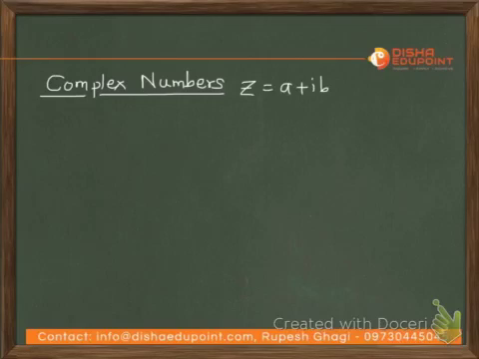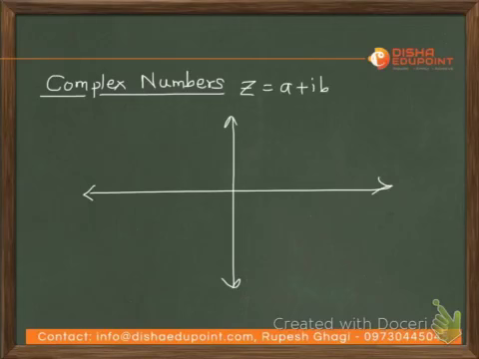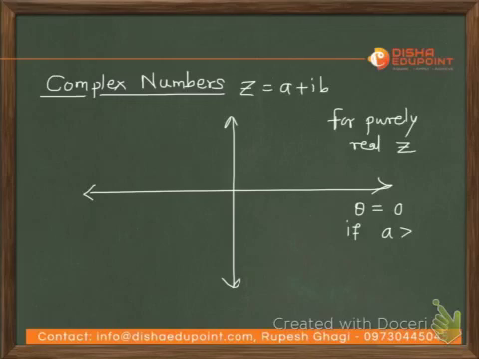Now if we have this number z is equal to a plus ib, we can talk about the arguments for the purely real and purely imaginary numbers. For purely real z, theta is equal to 0 if a is positive. Example, let's say z is equal to root 2. Now this number z is equal to root 2 is at this point, root 2, right? Obviously we can see the angle for this number is equal to 0.